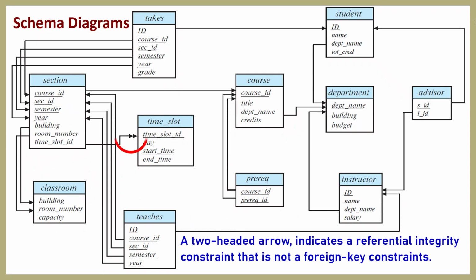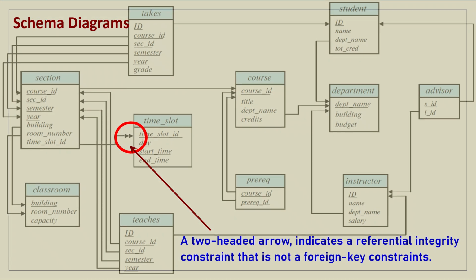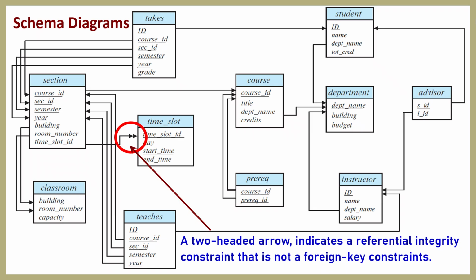We use a two-headed arrow, instead of a single-headed arrow, to indicate a referential integrity constraint that is not a foreign key constraint. The example in the image contains the schema diagram for the university database. We use the same database to practice SQL queries in the next chapters.